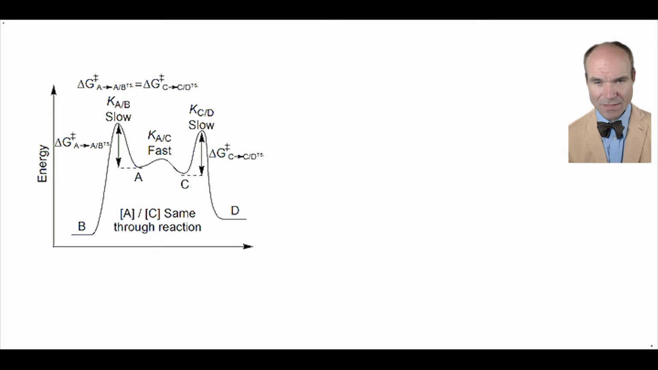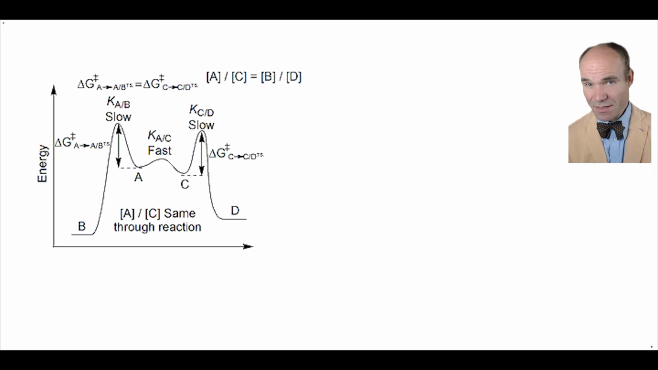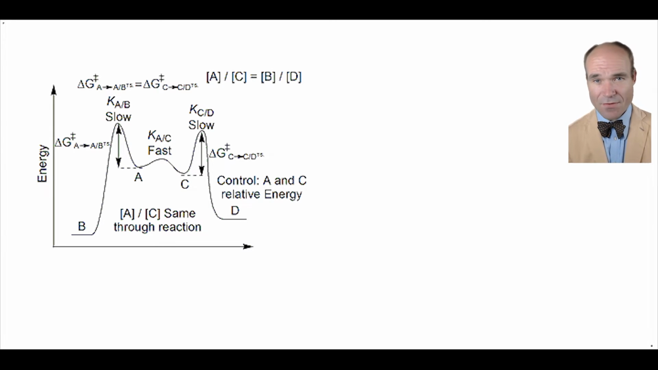the same. The consequence of this is that the ratio of the concentration of A to the concentration of C remains the same throughout the reaction's duration. The ratio of reactants, reactive intermediates, A's concentration to C's concentration is the same as the product's ratios, B's concentration to D's concentration. Thus, ultimately, the relative energies of the reactants control the ratio of products. The outcome is very similar to the non-equilibrating scenario, but for very different reasons.